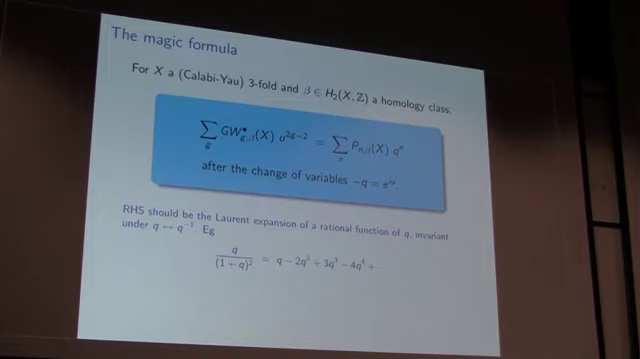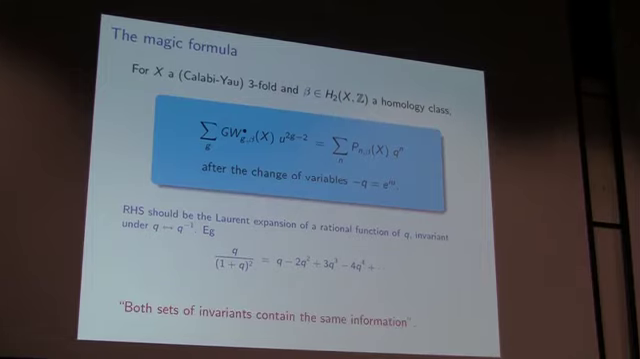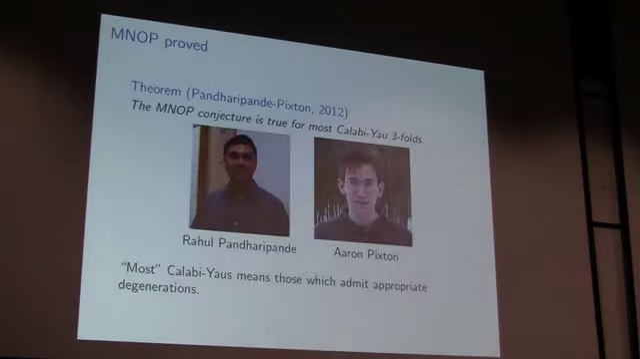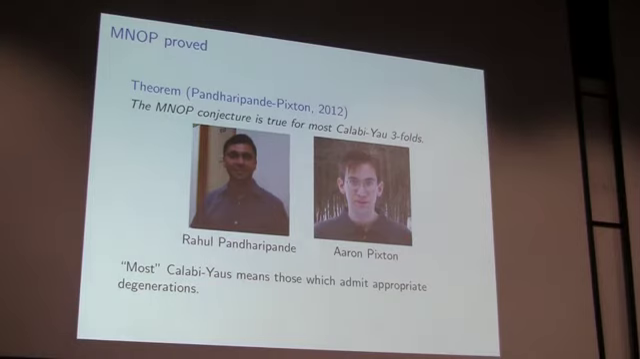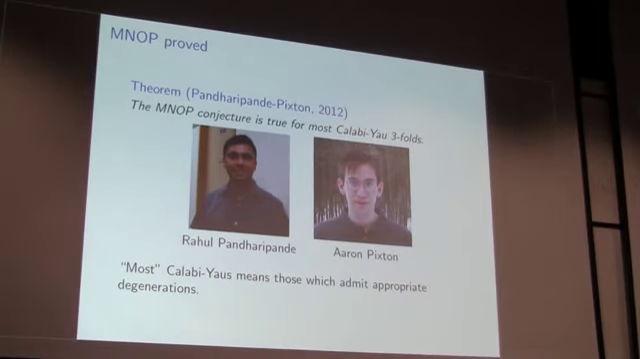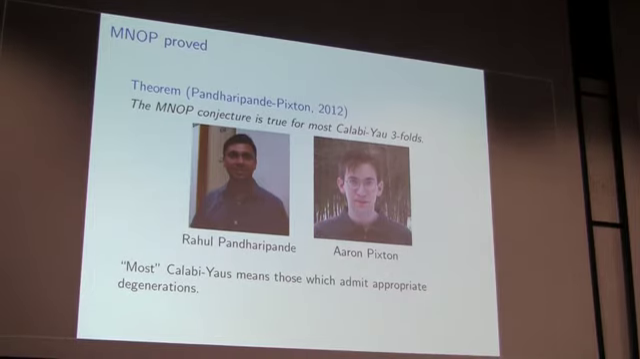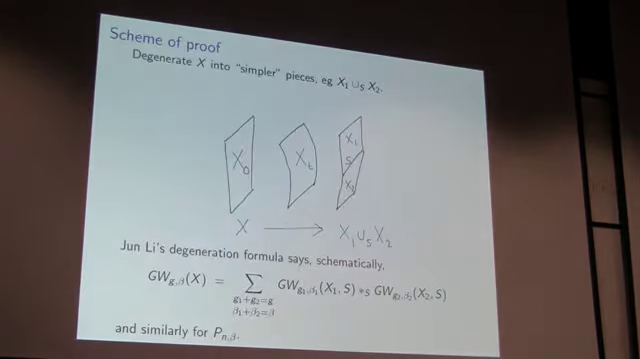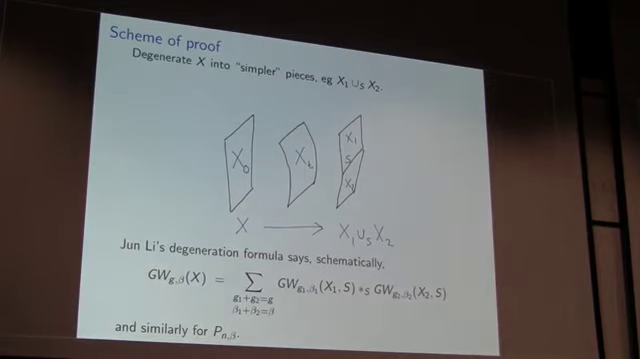Okay, so this is a crazy formula, which is very hard to understand. You should just think of it as saying that the two sets of invariants contain the same information. And the theorem for which Rahul is receiving the Clay Research Award is a proof of this conjecture for most Calabi-Yau threefolds, most in some technical sense, with his student Aaron Dixon.